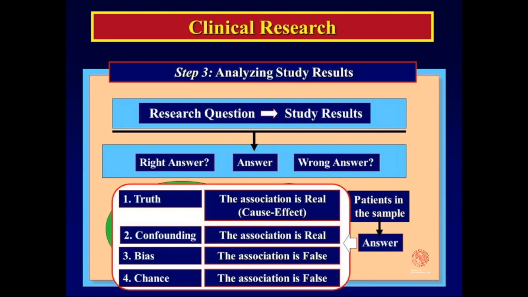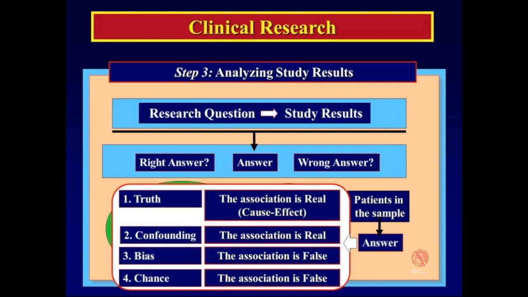If this is the truth, then the predictor variable is causing the outcome variable, the truth in your data. Maybe confounding. The problem with confounding, and again, this is so confusing, is that the association that you find is real. The predictor variable is always associated with the outcome variable, but the association is not cause-effect.